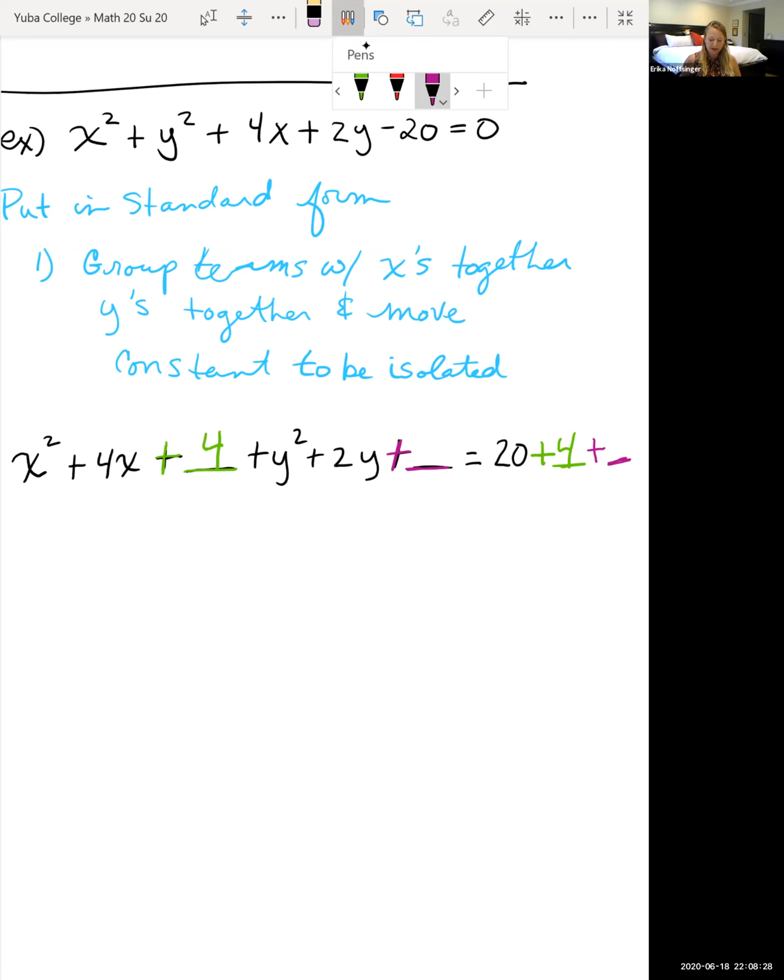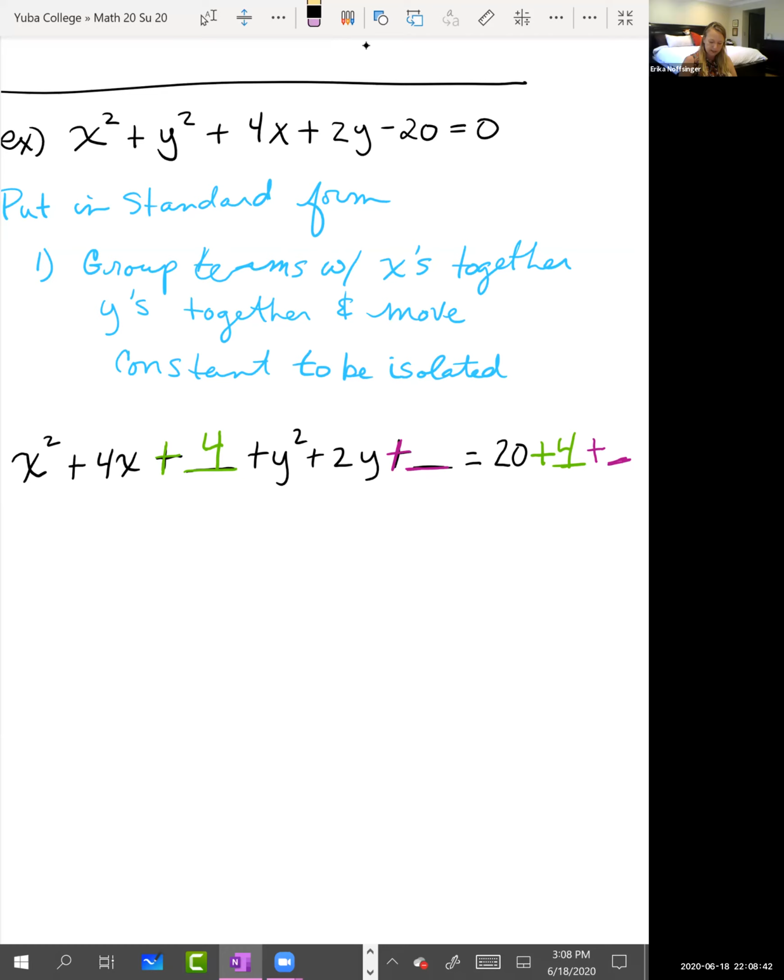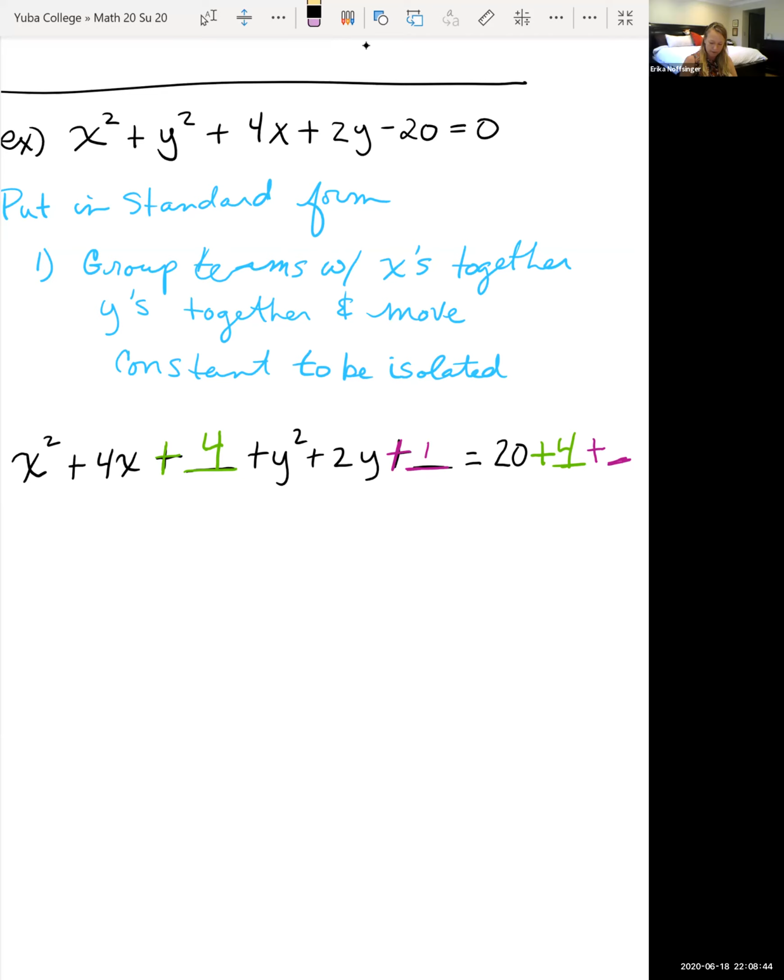Okay, so same idea. You're looking for the same number that would add to give you 2 for our y terms. Well, half it. Half of 2 is 1. And so that same number, multiply it by itself. 1 times 1 is 1. So 1 is the number we need to add to both sides to make that a perfect square.